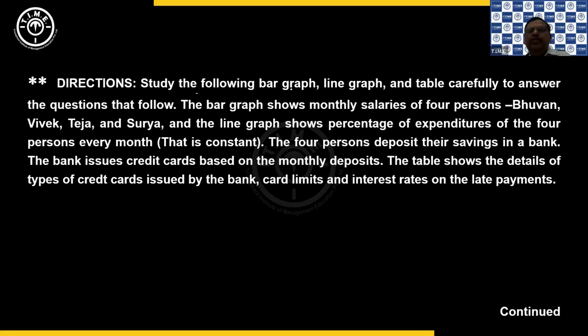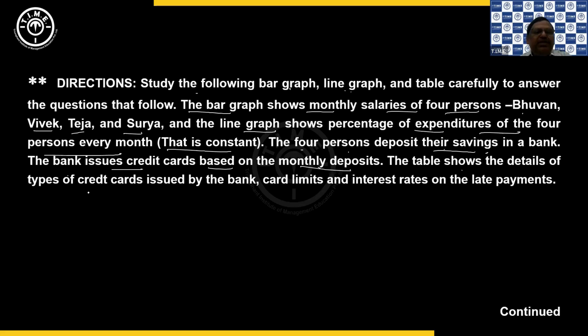Study the following bar graph, line graph, and table carefully to answer the questions that follow. The bar graph shows monthly salaries of 4 persons: Bhuvan, Vivek, Teja, and Surya. The line graph shows the percentage expenditure of the 4 persons every month, which is constant. The 4 persons deposit their savings in a bank.